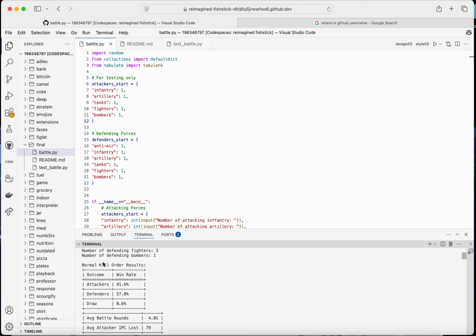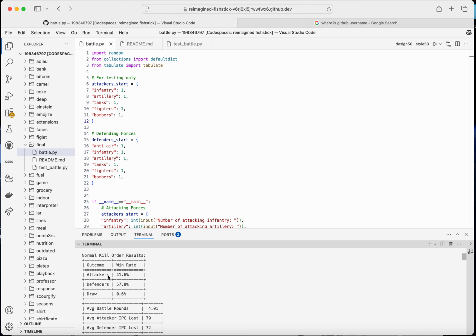So this is being called the normal kill order, meaning that both the attacker and the defender are removing the lowest cost units first during the battle. And you can see the attackers win 41% of the time, defenders 57% of the time. And of note, these battles are being run 10,000 times, and that's where these are coming from.